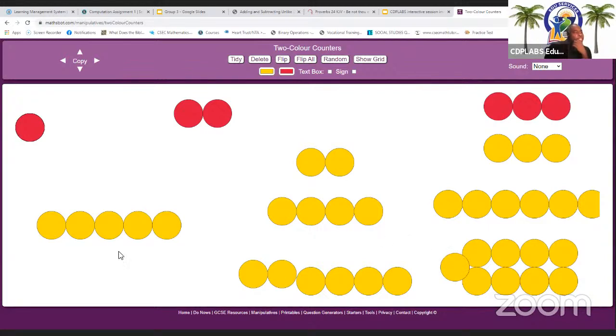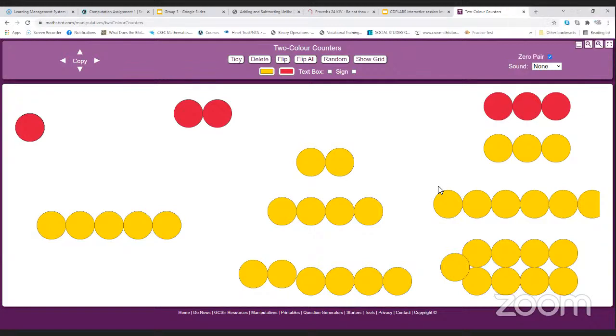So why is it that 5 is a multiple of 3? Why not? If yes, why? If no, why not? If 5 is a multiple of what, sir? Of 3.